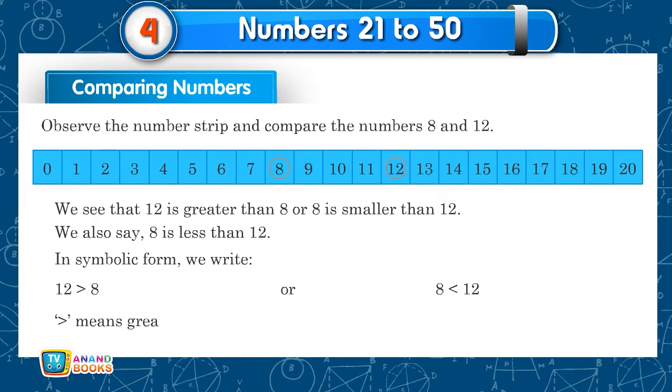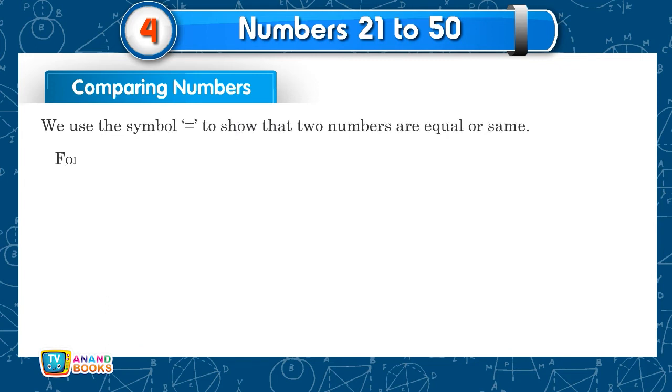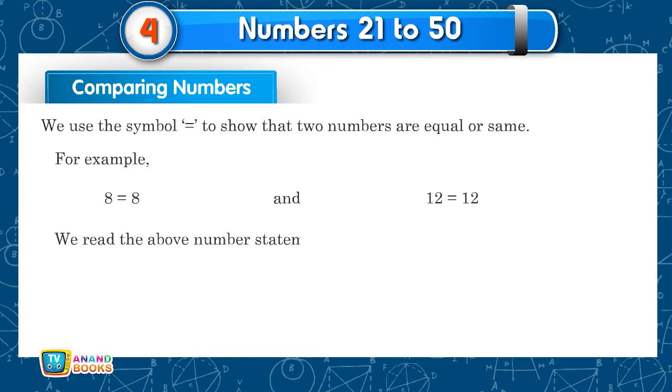Right arrow means greater than and left arrow means less than. We use the symbol equal to show that the two numbers are equal or same. For example, 8 is equal to 8 and 12 is equal to 12. We read the above number statements as 8 is equal to 8 and 12 is equal to 12 respectively.